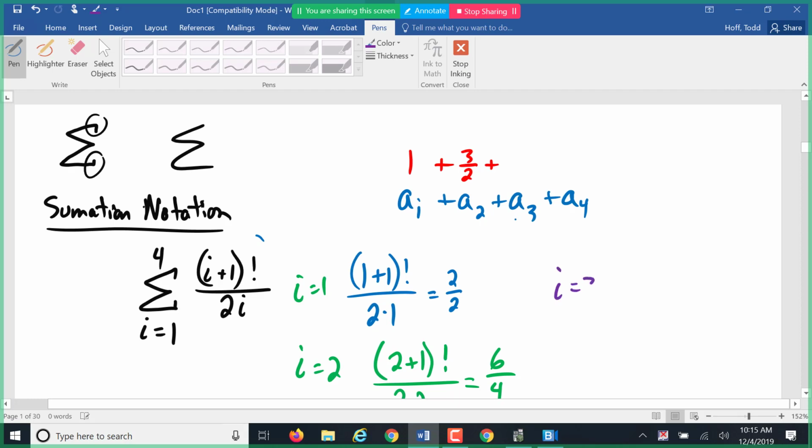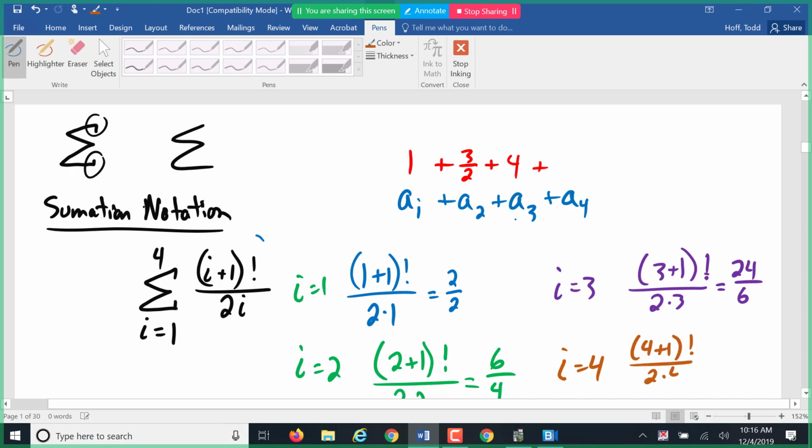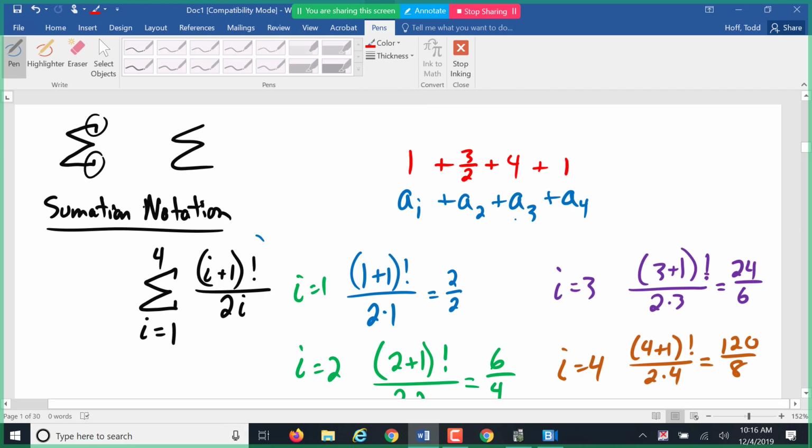a3 for i equals 3. That'll be 3 plus 1 factorial over 2 times 3. 3 plus 1 is 4. 4 factorial is 24. 2 times 3 is 6. 24 divided by 6 is 4. So a3 is 4. And finally, for i equals 4, 4 plus 1 factorial over 2 times 4. 4 plus 1 is 5. 5 factorial is 120. 2 times 4 is 8. 120 divided by 8 is 15.